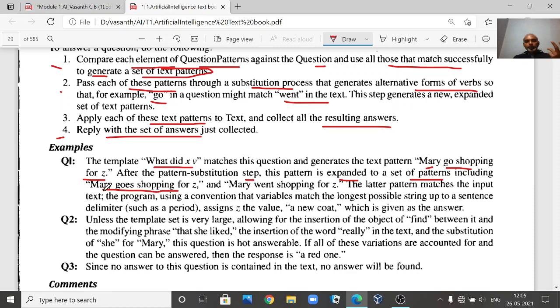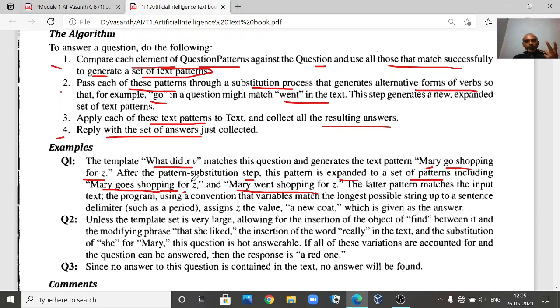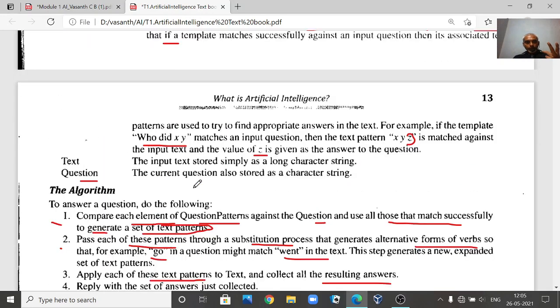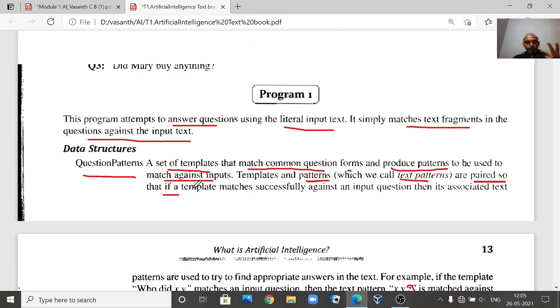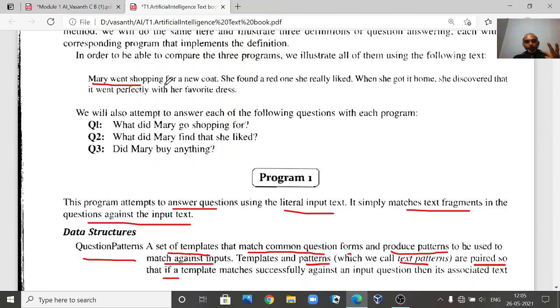So we will replace. Now one pattern will generate Mary or Rani goes shopping for Z. Rani went shopping for Z. Like this, various alternative forms of the verb we try to generate by using the substitution method. 2 or 3 we generate. Now once you have generated all these patterns, we will go to our text, the given text paragraph. Now we will search. Anywhere this Mary goes shopping for is there, or Mary went shopping for, which one is there? Now if you look here, what is there? Mary went shopping for is there.